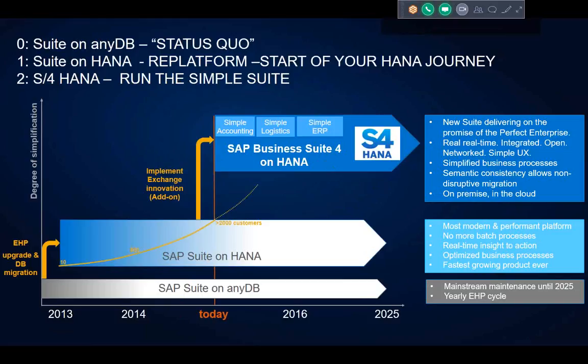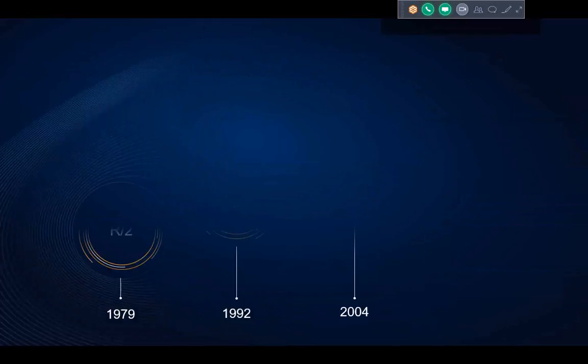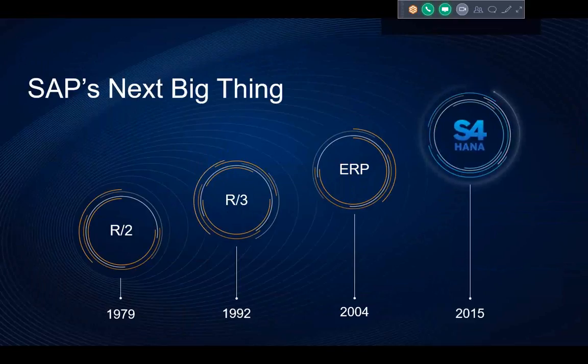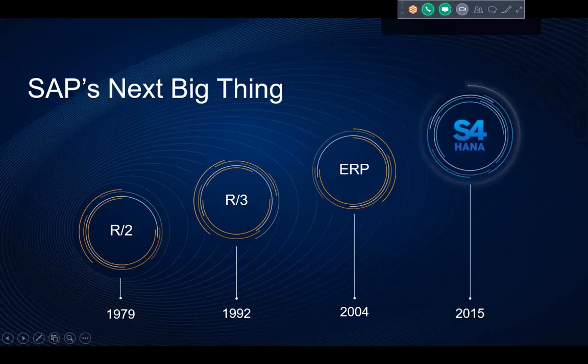Let us understand this a little bit more. R1 came in 1972, R2 in 1979, and R3 in 1992, which we know as SAP R/3. Then came ECC in 2004 with the NetWeaver platform, around 12 years back. Then last year, SAP came with a new business application called SAP S/4HANA.